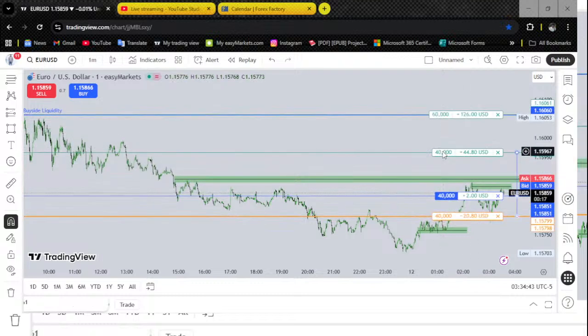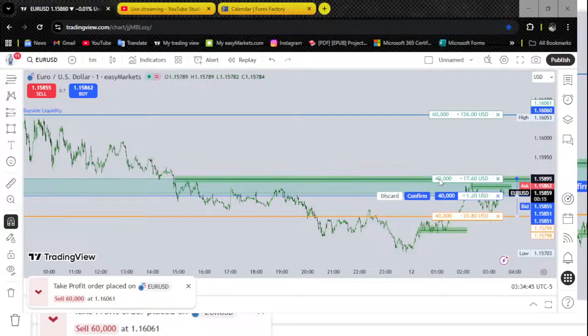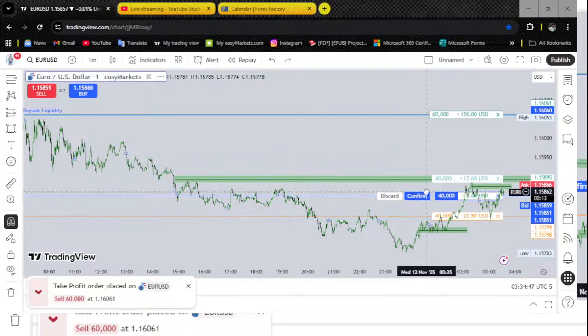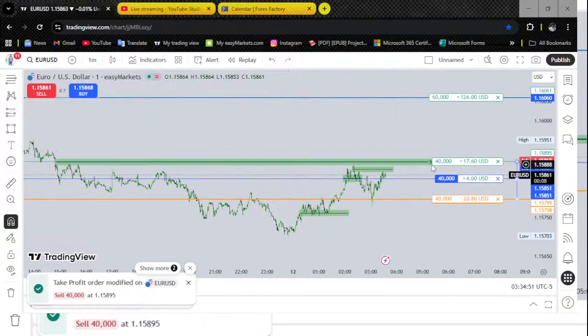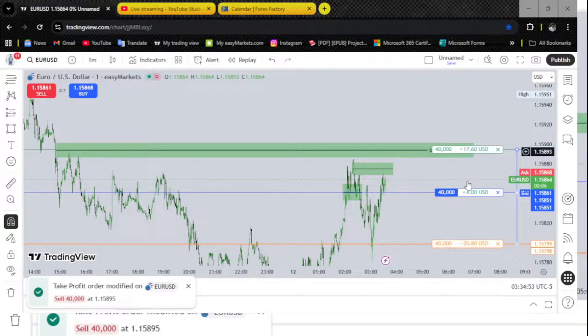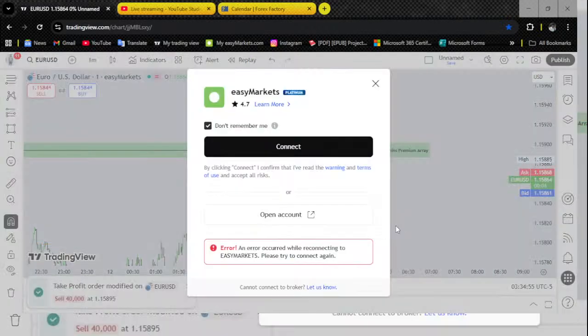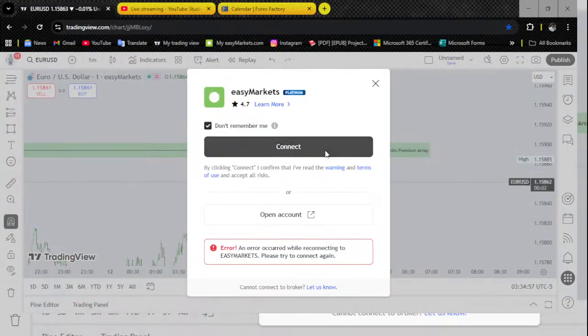And then this one, I pay myself from this fair value gap because of encroachment. You have to pay yourself first. So when the market reaches that $17 profit level, I get that one, and from the, just a minute, guys.